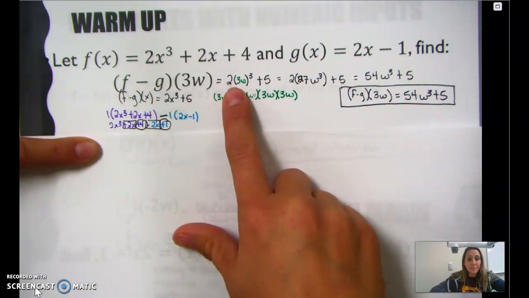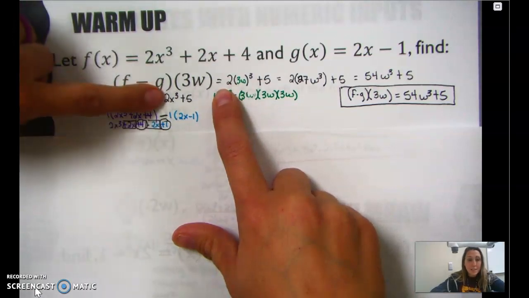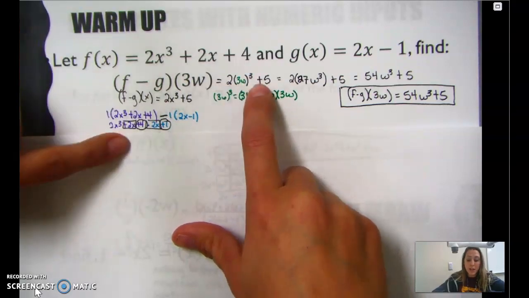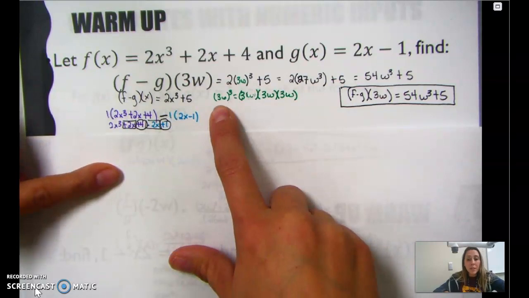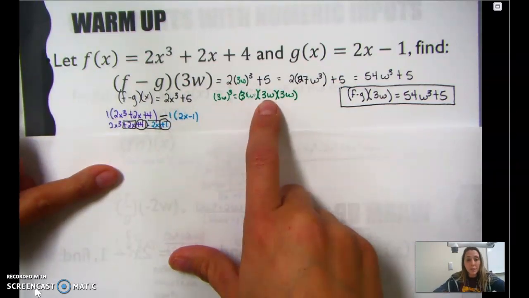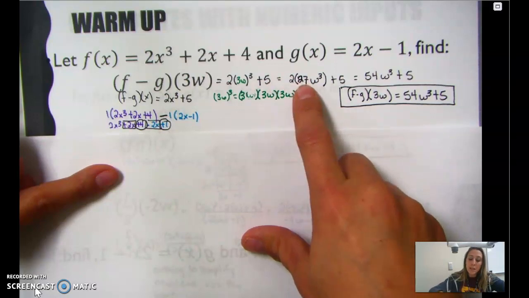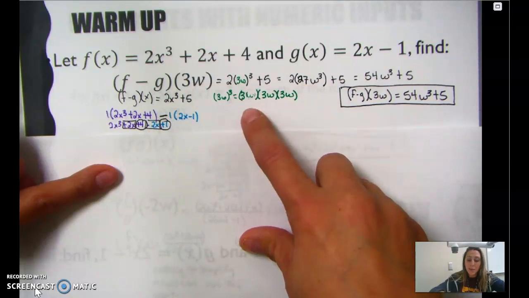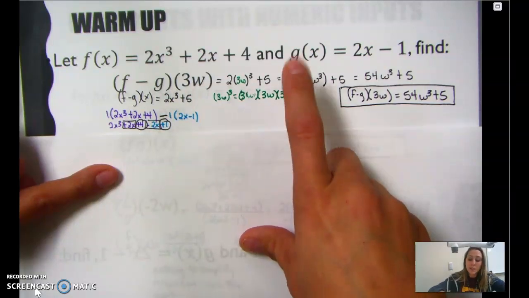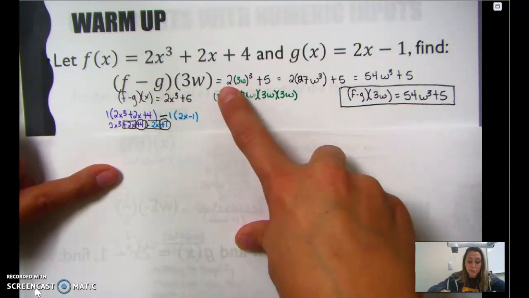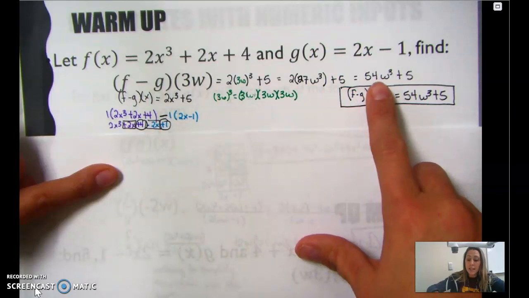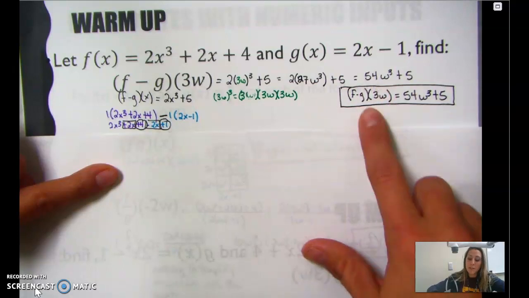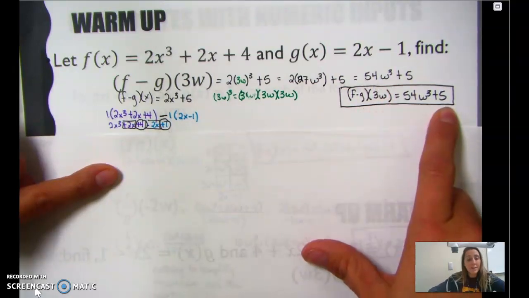So that's what I did here. Everywhere I see an x in this function, I'm going to replace it with my new input. So I have 2 times 3w cubed plus 5. Well, don't forget that 3w cubed actually means 3w times 3w times 3w. So that gives me a 27w cubed, because 3 times 3 is 9, times 3 is 27, and then w times w times w is w cubed. Then I have the 2 out front from the original function, plus 5. I went ahead and evaluated that, so 2 times 27w cubed is 54w cubed plus 5. So then I wrote my final answer right here.